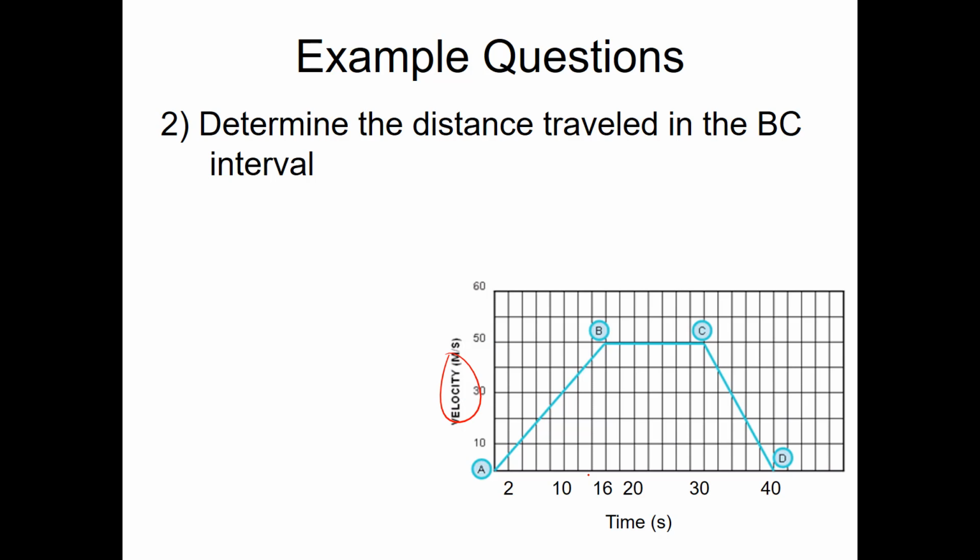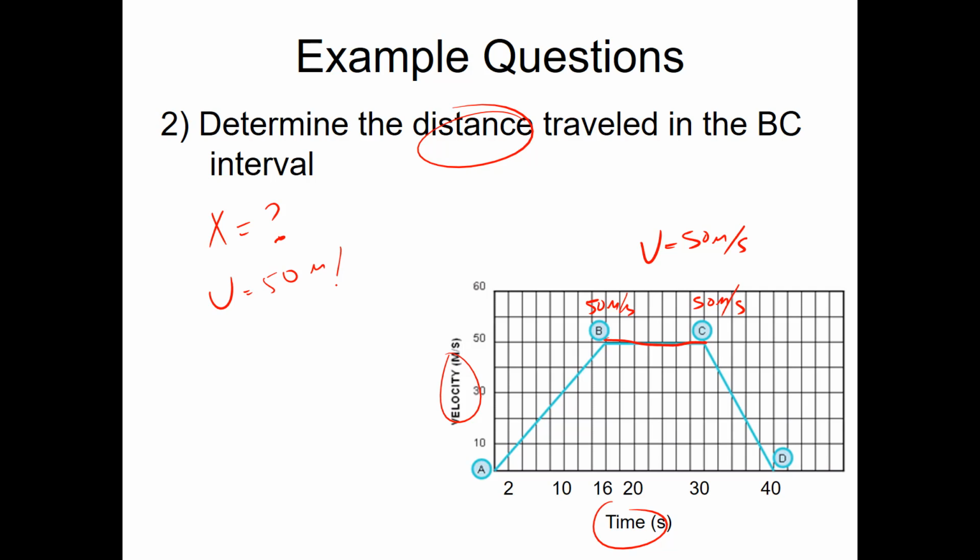Okay, now on a velocity time graph, you can only get givens if you're asked for something else. Distance and displacement, most of the time you can call it x and just do the common math here. We're going to do that. So the distance traveled is x in the BC interval. Well, you know what? This is a constant velocity. You're going 50 meters per second, and you're staying at 50 meters per second. So instead of using VIs and VFs, we're going to go ahead and say V is 50 meters per second. So V equals 50 meters per second.